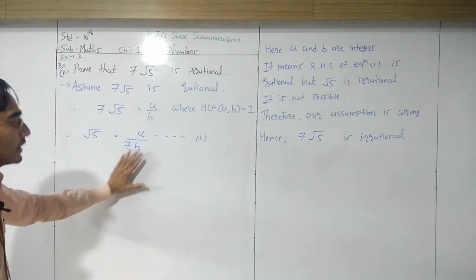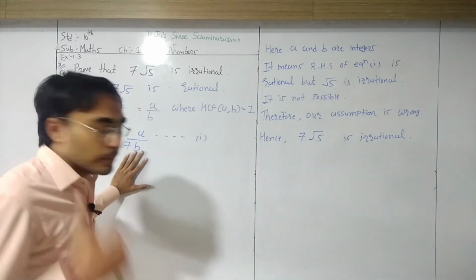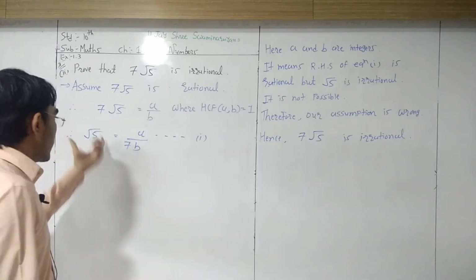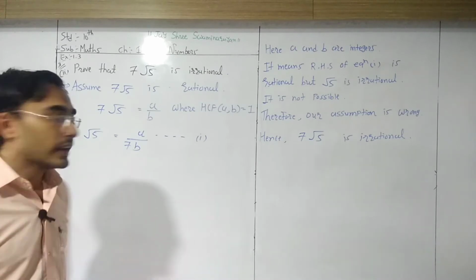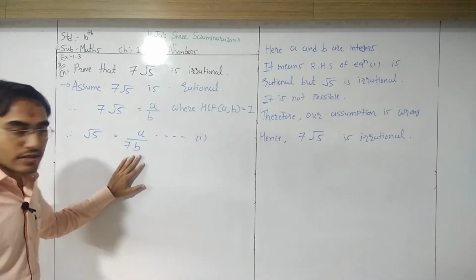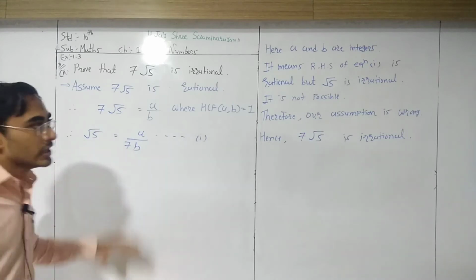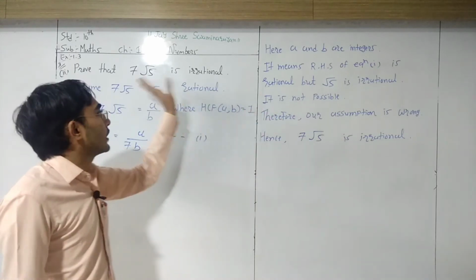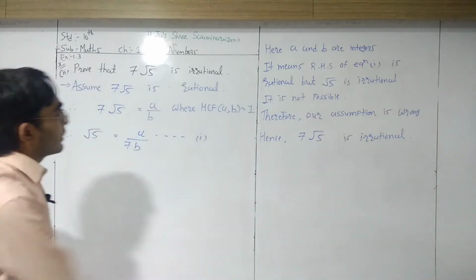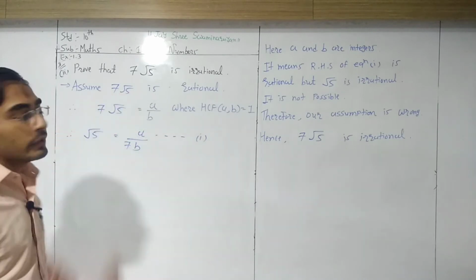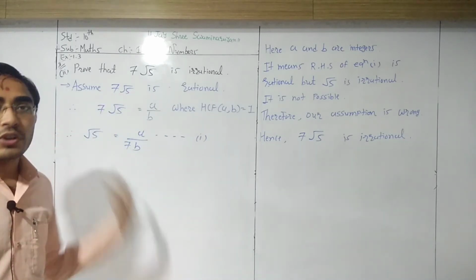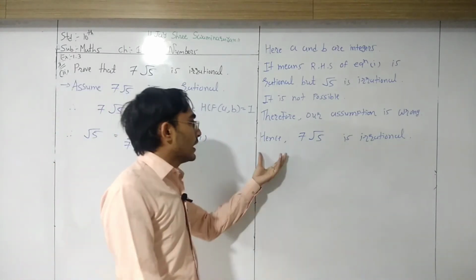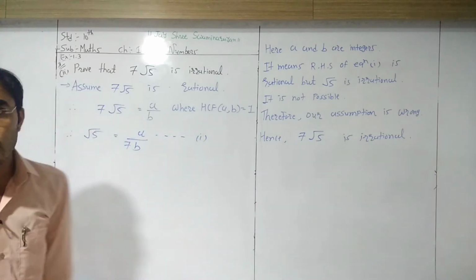On the left hand side we have under root 5, and we already know that under root 5 is an irrational number. So our right hand side is rational, but the left hand side is irrational. This is not possible. That means our assumption is wrong. It means that 7 under root 5 is not a rational number, and if it is not rational, then it is irrational. So we can write: hence 7 under root 5 is irrational.